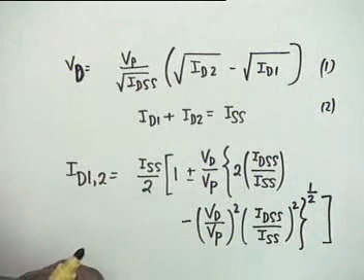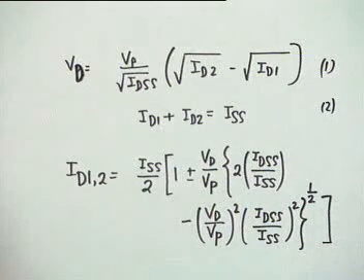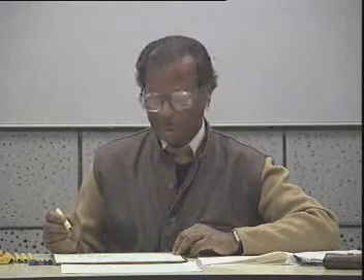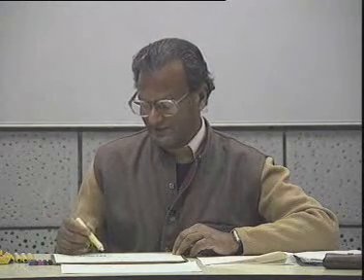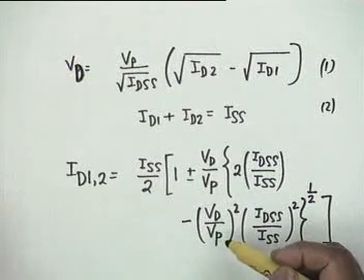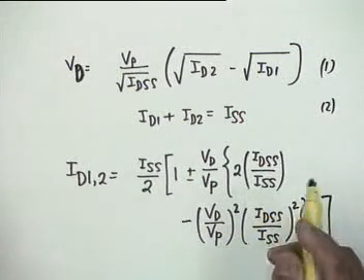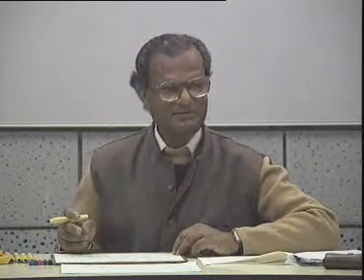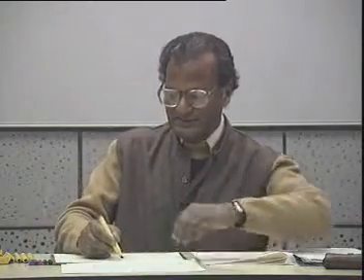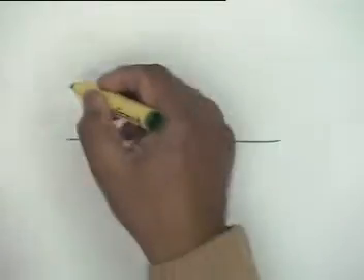Even though it is a horrible looking expression, it turns out that if you plot ID1 and ID2 versus the variable VD by VP, then the plots are exactly similar to the plots for IC1 and IC2 versus VD by VT in the case of a BJT. In other words, one current increases, the other decreases. The plots are exactly similar.